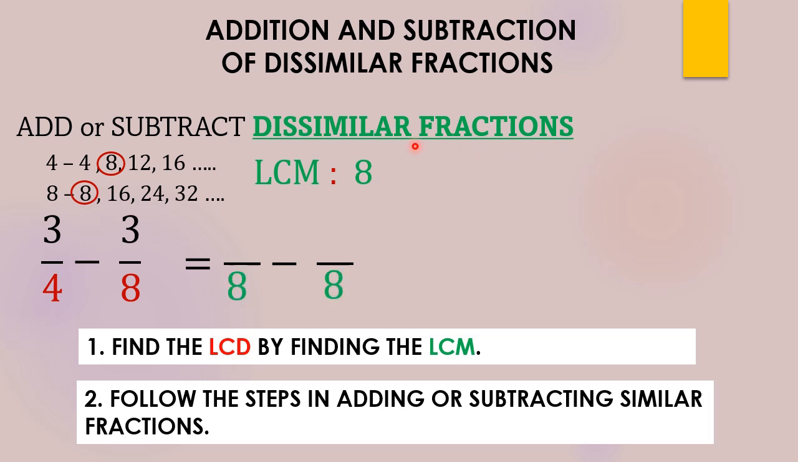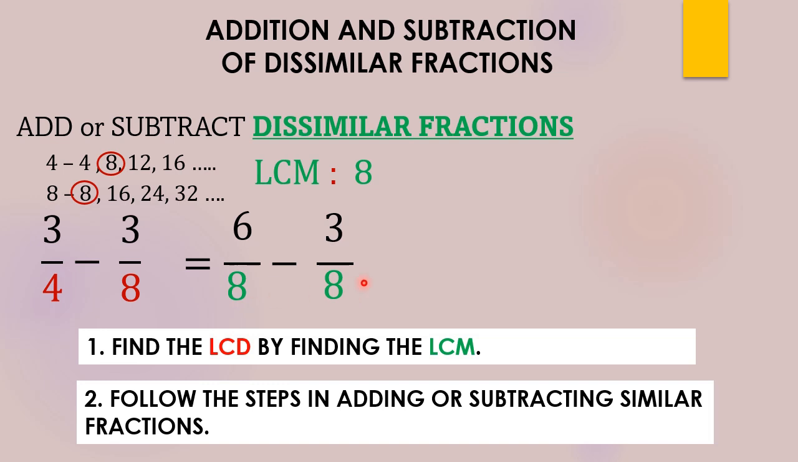And then, to get the equivalent fraction of each given fraction, the equivalent fraction of 3/4, divide the LCD 8 to 4. 8 divided by 4 is 2. Then multiply it to the numerator, which is 3. So that is 6. So 6/8 is equivalent to 3/4. So this is our first fraction. And then to get the fraction of 3/8 whose denominator is 8, you just simply copy the numerator 3. And then these are now similar fractions.